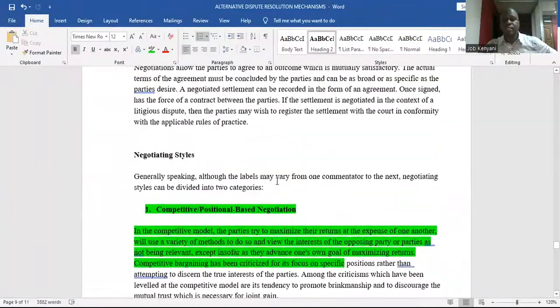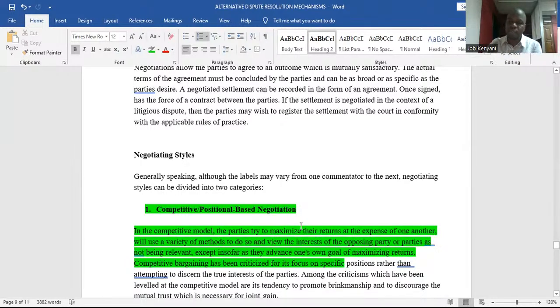So positional bargaining is simply whereby you are negotiating, but you've taken a position. The one who is very superior is likely to take up a position and stand with it, so you'll take advantage of the weaker party. Maybe it could be between the employer and the employee. The employer takes a positional approach, knowing he is quite superior, and therefore he's just going to take advantage of the inferior party.